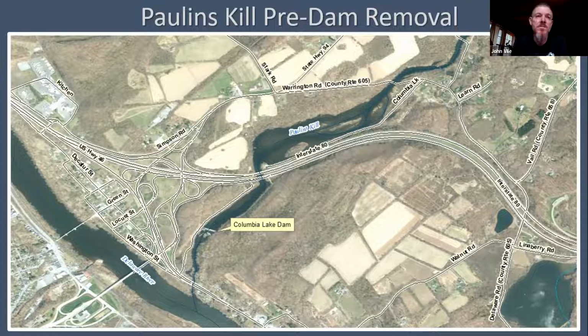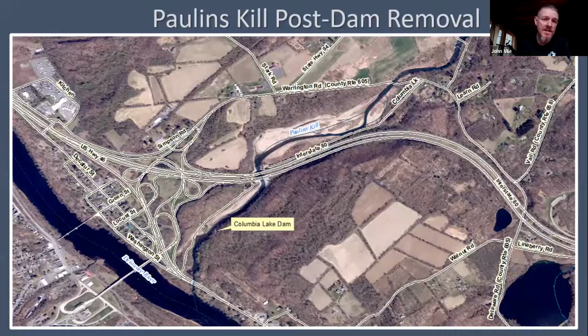So this is the Pohatcong pre-dam removal, the Columbia Dam constructed in 1909, which has blocked the passage of American shad in upstream sections of the Pohatcong. And this is post-dam removal. The Nature Conservancy and their partners have worked to restore the floodplain and the natural stream channel.